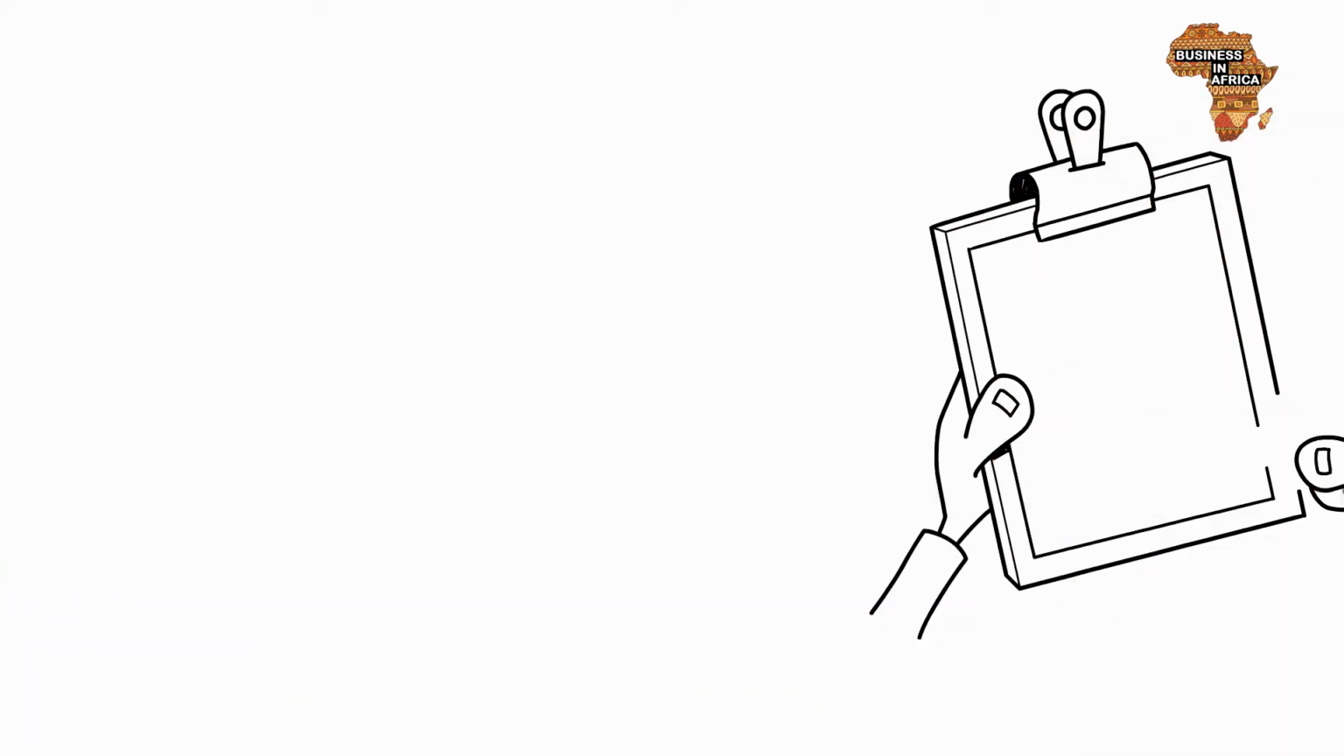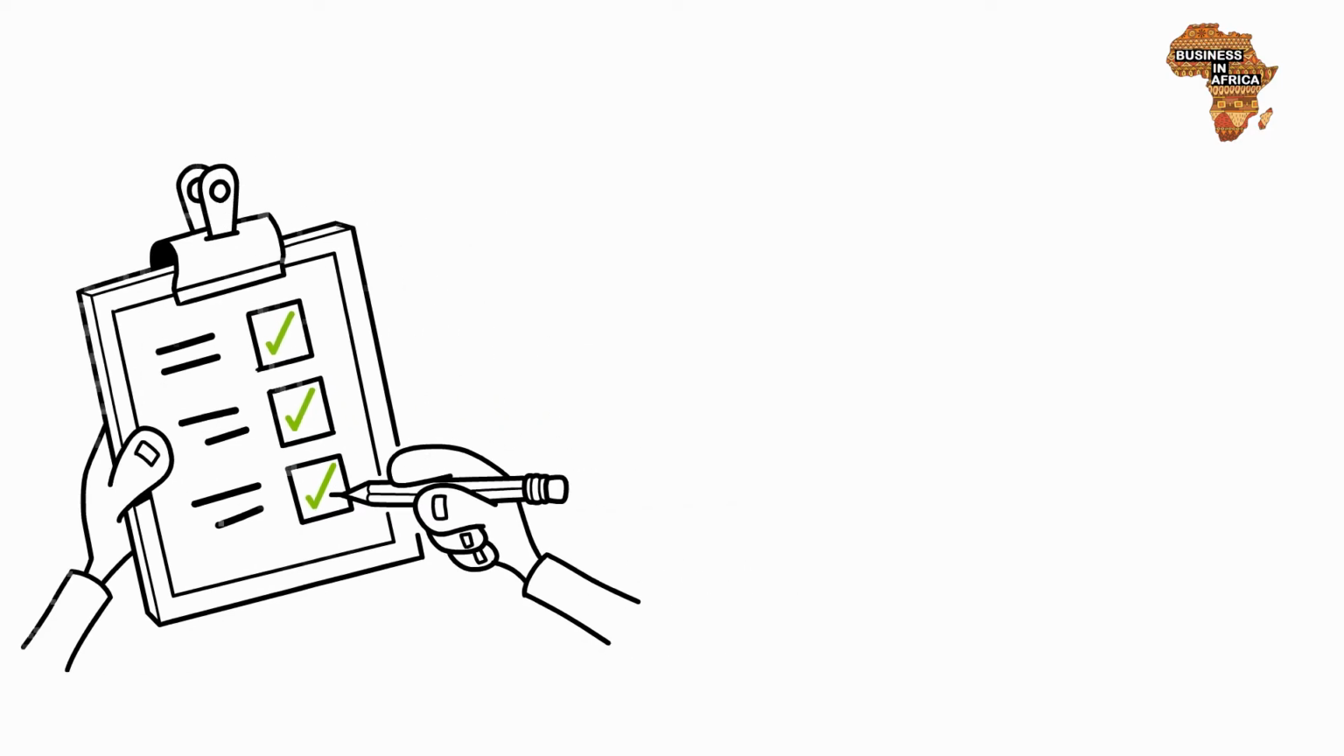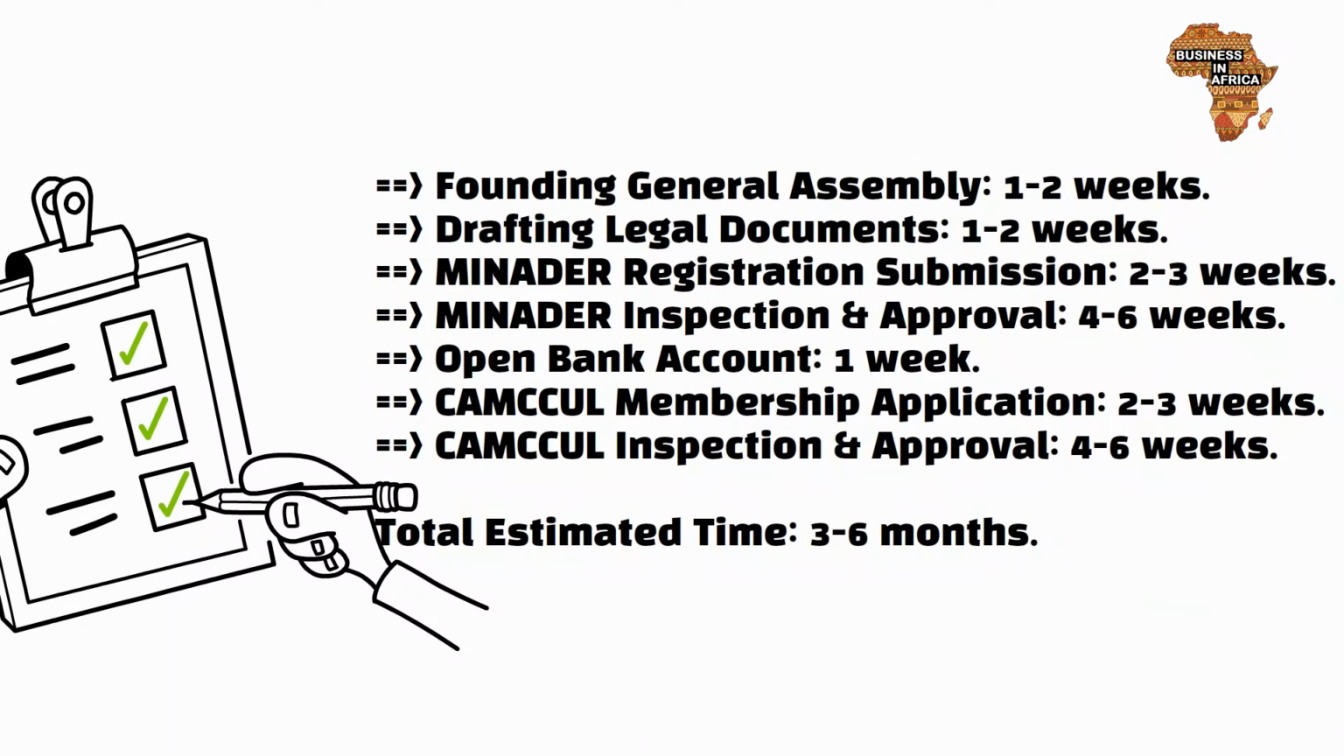Now, let's look at the overall timeline. Founding General Assembly, 1 to 2 weeks. Drafting legal documents, 1 to 2 weeks. MINADER registration submission, 2 to 3 weeks. MINADER inspection and approval, 4 to 6 weeks. Open bank account, 1 week.